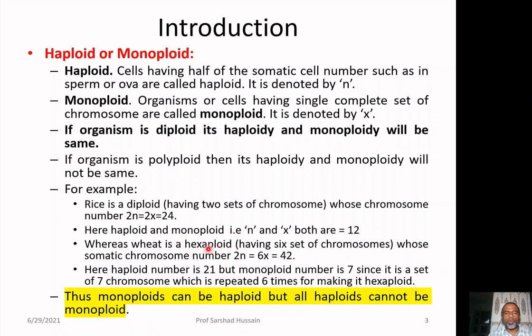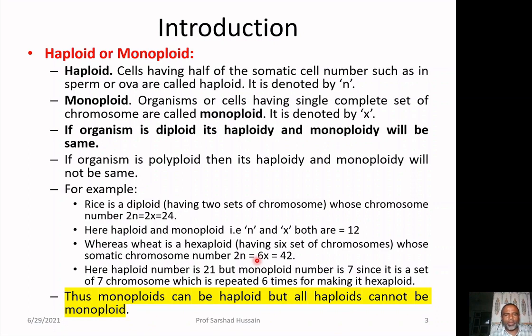Whereas, let us look at the hexaploid wheat. Hexaploid wheat is so called as it will have the 6 set of chromosome. So, somatic number of the hexaploid wheat is 42. So, because haploid is the half of the somatic number, it means haploid condition of this hexaploid wheat will be 21 chromosome, whereas actually as far as the set of the chromosome are concerned, it has the 7 set of chromosome, because 7 set of the chromosomes are repeated 6 times, and then the wheat is hexaploid.